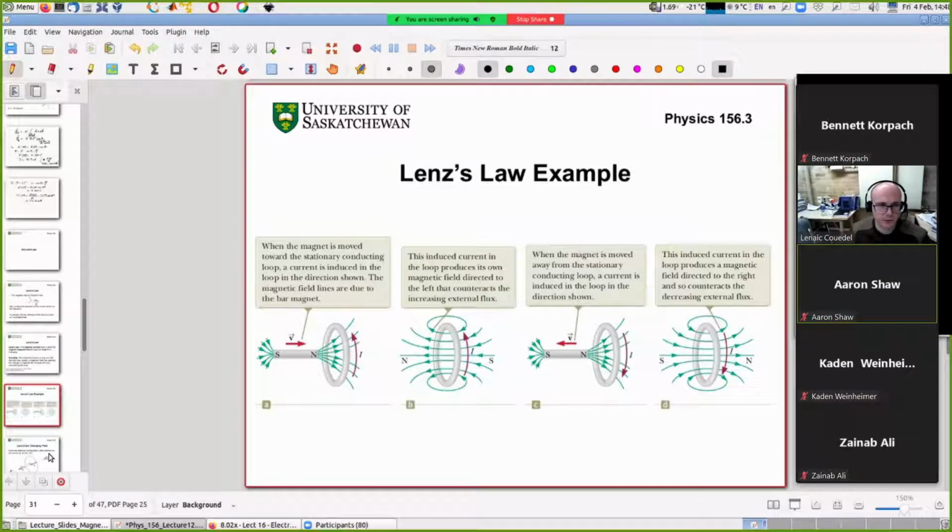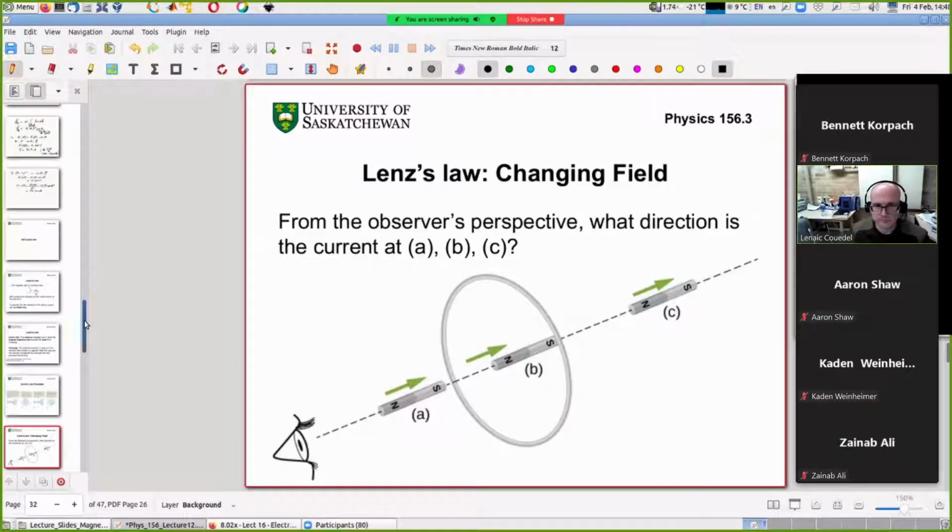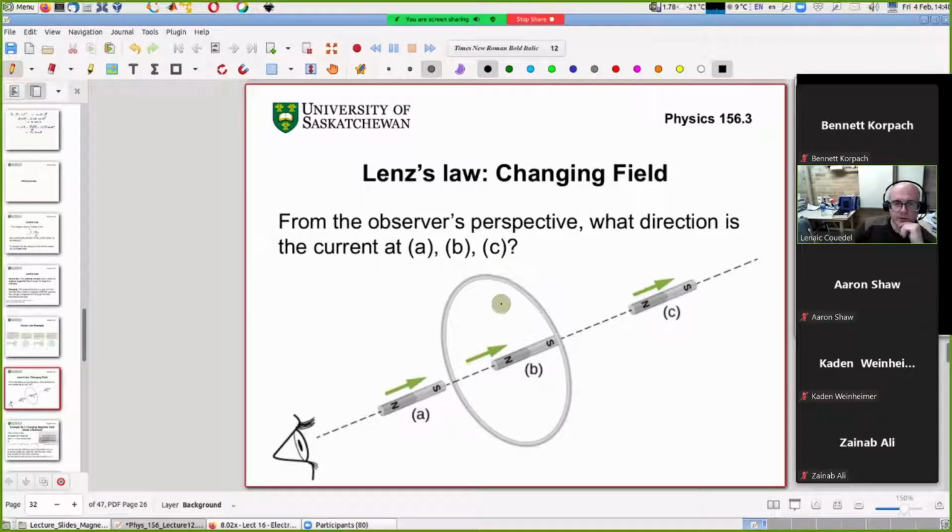Okay, let's try to apply this then. So now you put your eyes here, and that's where you observe the direction of the current, and you have this bar magnet, south pole directed towards the loop, moving from the left to the right. There are three configurations to take into account: A, B, and C. So we'll start with A. In what direction is the current in the loop in this case?